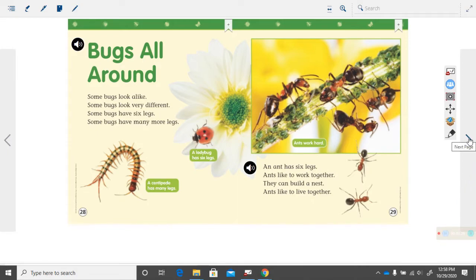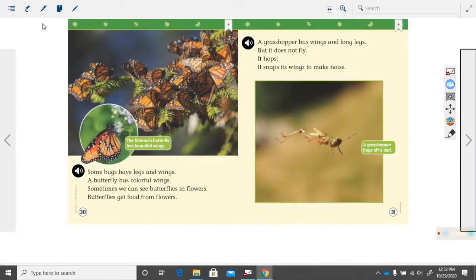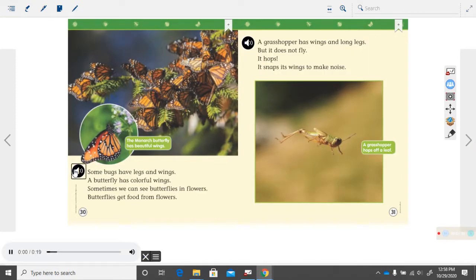Okay, we are going to go on to the next page. Some bugs have legs and wings. A butterfly has colorful wings. Sometimes we can see butterflies in flowers. Butterflies get food from flowers. Caption: The monarch butterfly has beautiful wings.